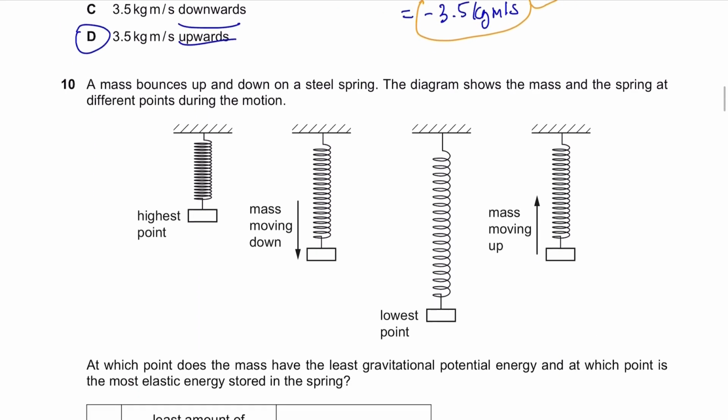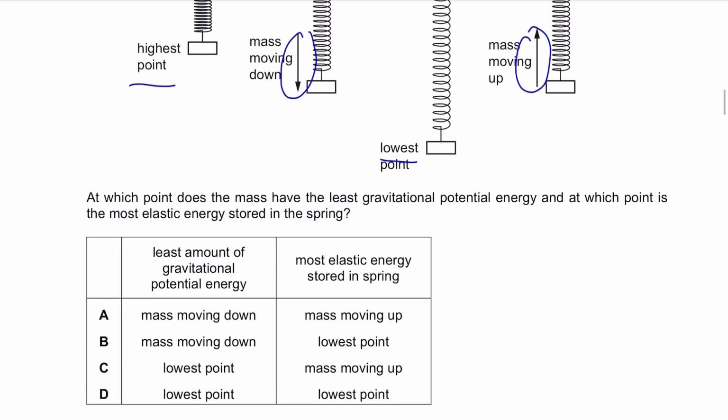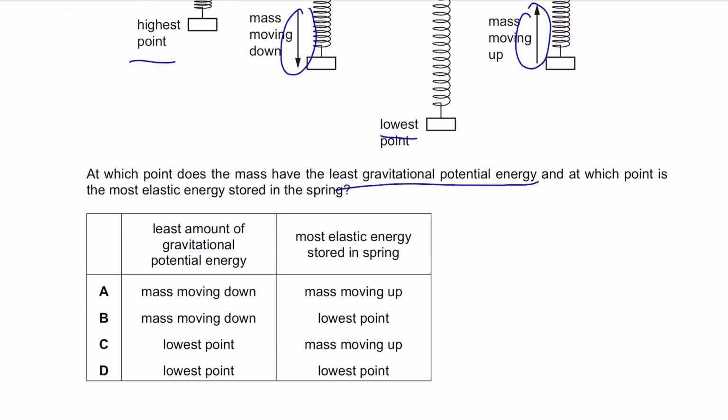Question 10. A mass bounces up and down on a steel spring. The diagram shows the mass and the spring at different points during the motion. Highest, mass moving down. Lowest, mass moving up. At which point does the mass have the least gravitational potential energy, and at which point is the most elastic energy stored in the spring?